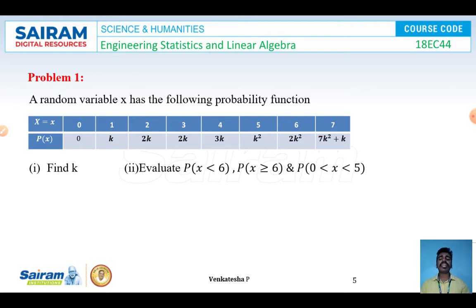We can say it like this also. P of 0 is equal to 0, P of 1 is equal to k, P of 2 is equal to 2k, P of 3 is equal to 2k, P of 4 is equal to 3k, P of 5 is equal to k square, P of 6 is equal to 2k square, P of 7 is equal to 7k square plus k. Now from this data we are supposed to find the value of constant k, and also we have to evaluate P of X less than 6, P of X greater than or equal to 6, and P of 0 less than X less than 5.